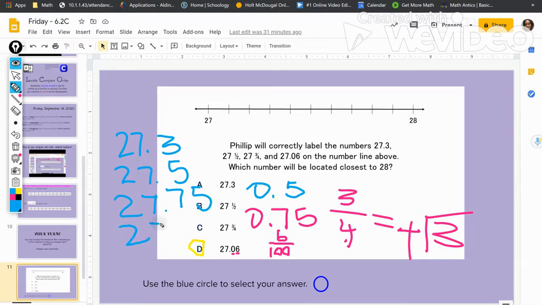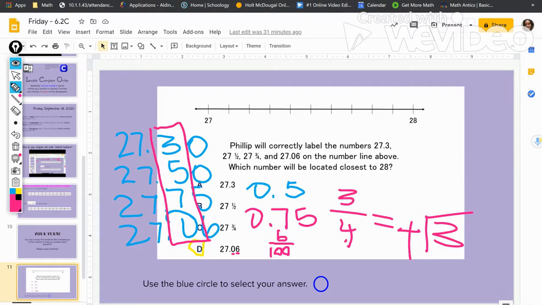And then 27.06. And then I'm going to make sure each number has the same amount of digits. So I'm going to add a 0 here and a 0 here. These will be my placeholders. Then what I'm going to do is look at the first column that's in the tenths place. So the first column after the decimal, that's my tenths place, compare it.